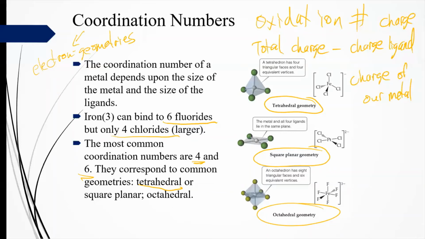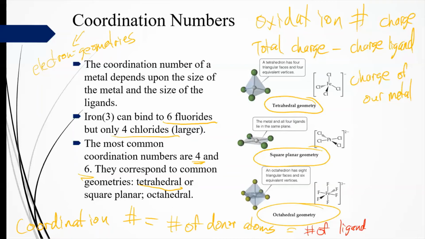So your coordination number is equal to your number of donor atoms. If you want the equation for that, take the number of ligands and multiply each by the number of donor atoms in them.